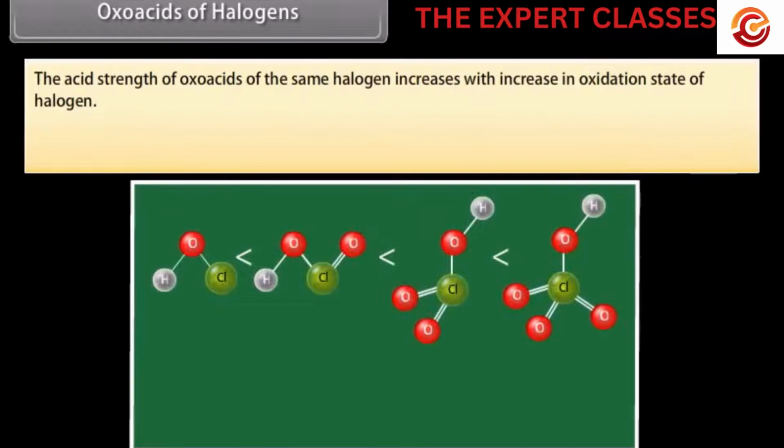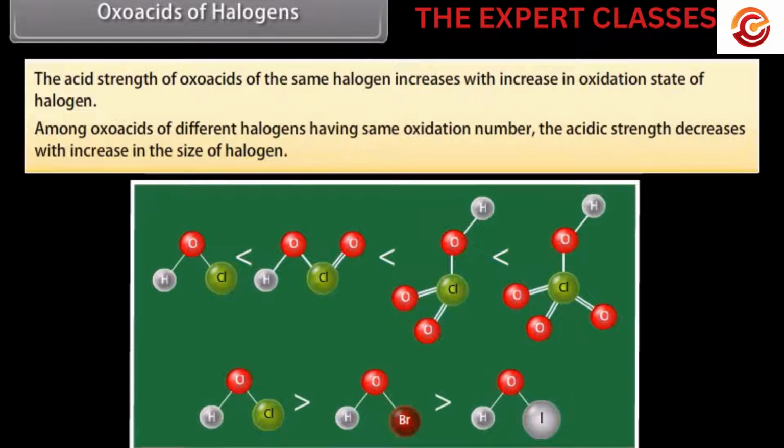The acid strength of oxoacids of the same halogen increases with increase in oxidation state of halogen. For example, the acid strength of different oxoacids of chlorine is in the order. Among oxoacids of different halogens having same oxidation number, the acidic strength decreases with increase in the size of halogen. For example, acidic character of hypohalous acid series is in the order: greater the size of halogen atom, lesser will be its electronegativity, and hence lesser will be the acid strength of the acid.